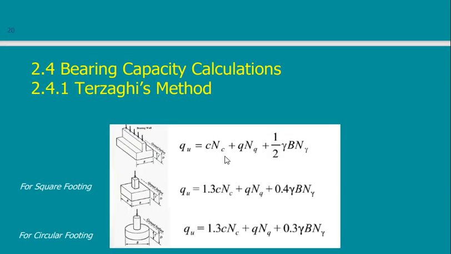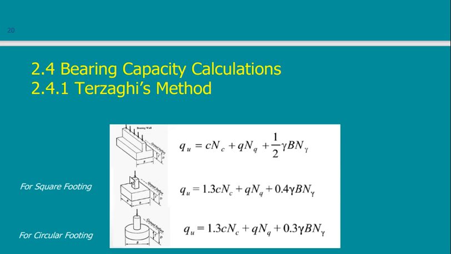Terzaghi proposed an equation depending on some factors. First, he proposed this Q ultimate, which is the ultimate bearing capacity of soil. He gave us some parameters, but he said that you can use this equation for a special type of footing, which is strip footing.